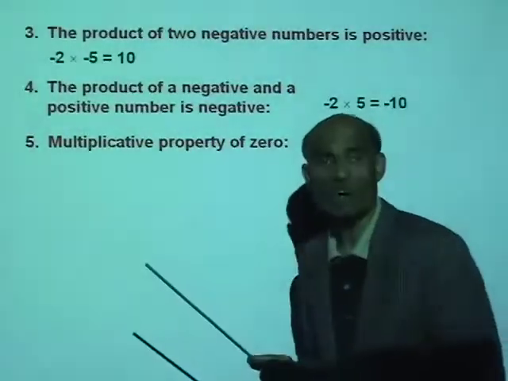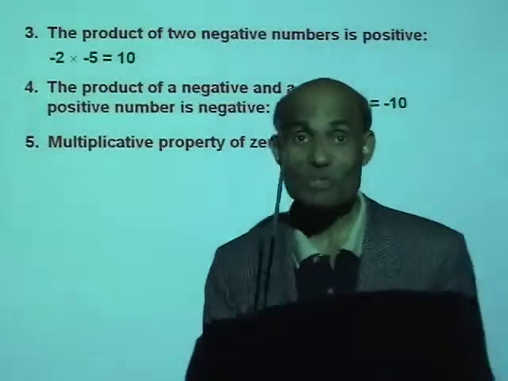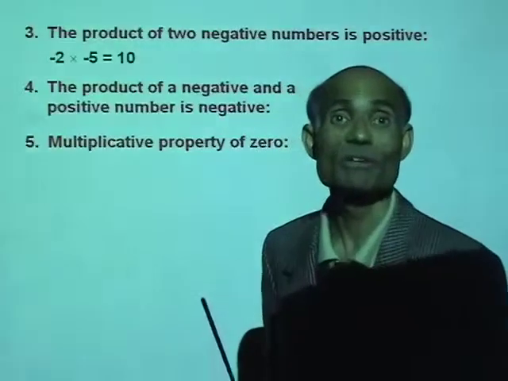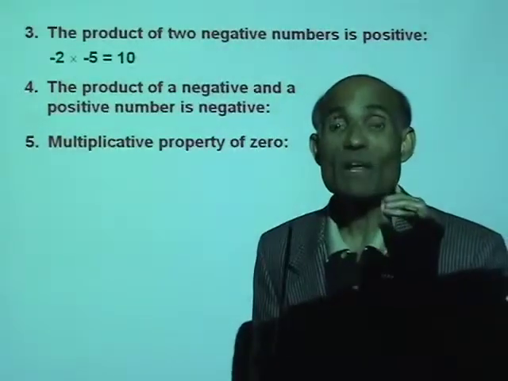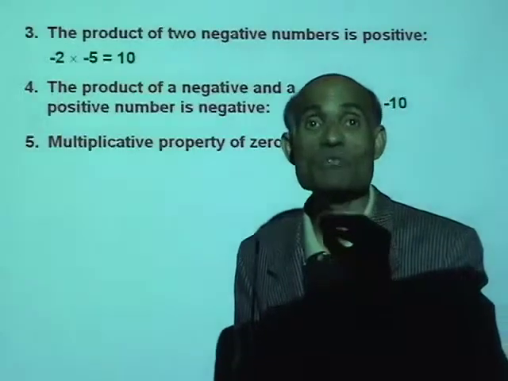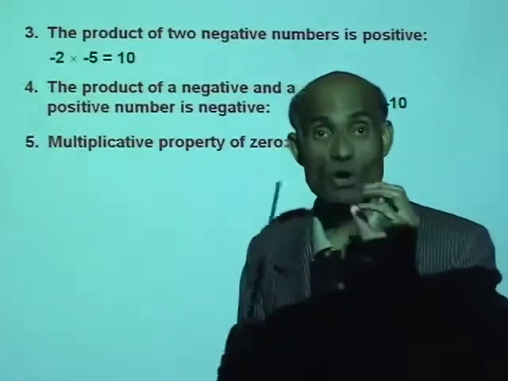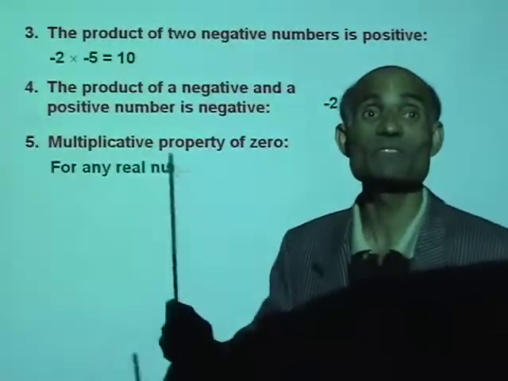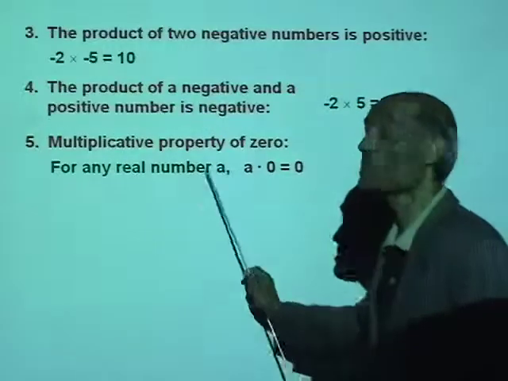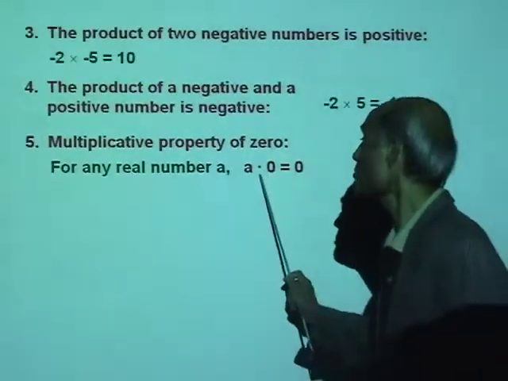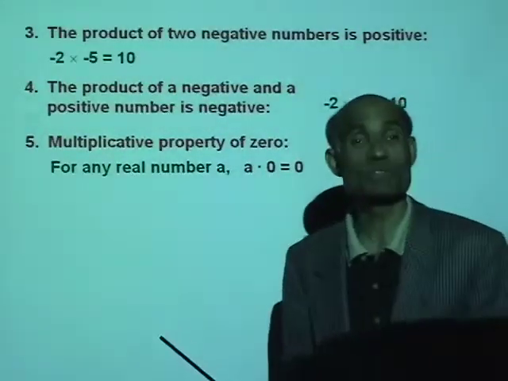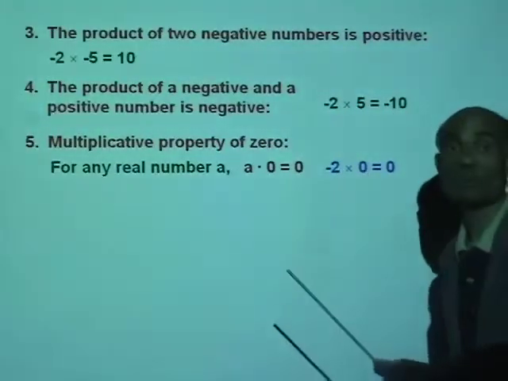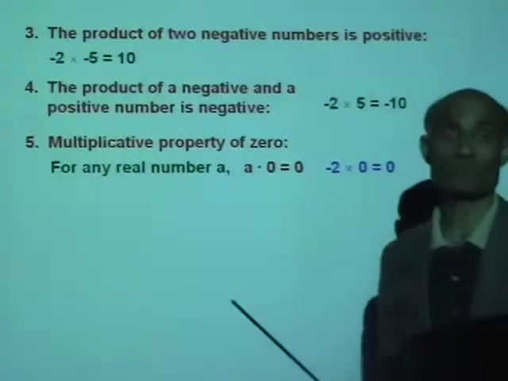Multiplicative property of 0. Again, we talked about it. What is the multiplicative property of 0? Any real number multiplied by 0 is 0. Or 0 multiplied by any real number is 0. For any real number A, A multiplied by 0 equal to 0. Negative 2 multiplied by 0 equal to 0.